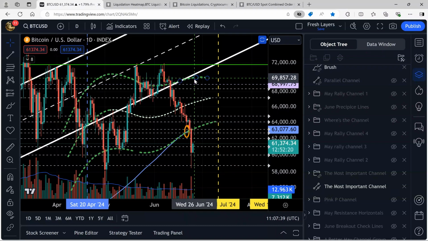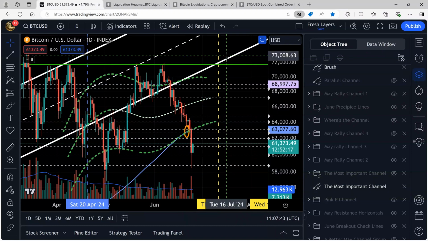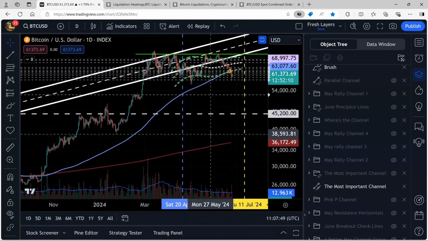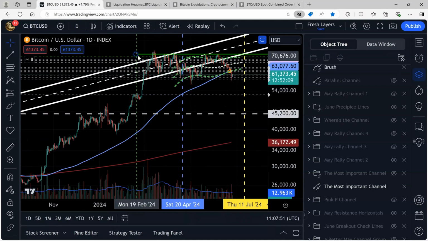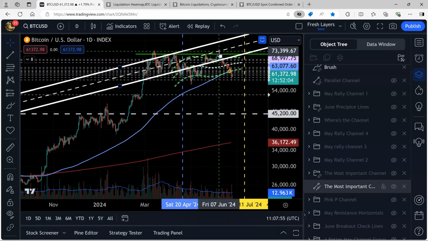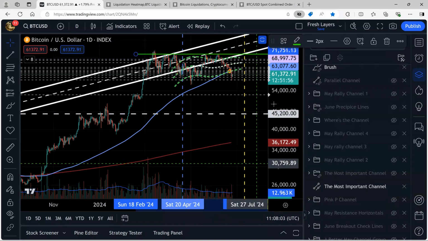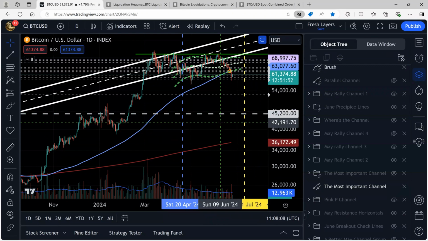Just above it. But if we do come up here, this will turn up. Now, I have the green horizontal line here. And that's our resistance at around 72,000. That's at 71,750, which is where I have that line drawn.